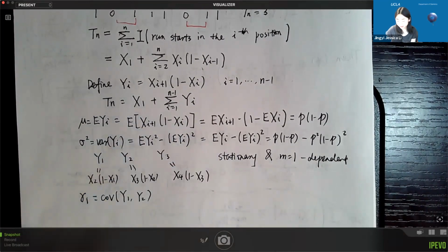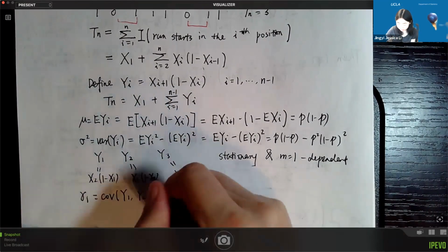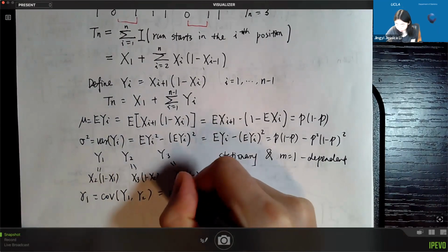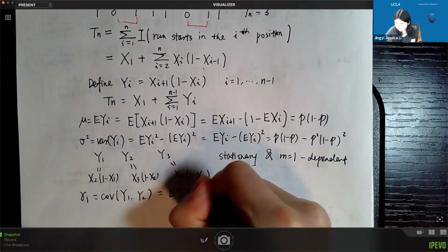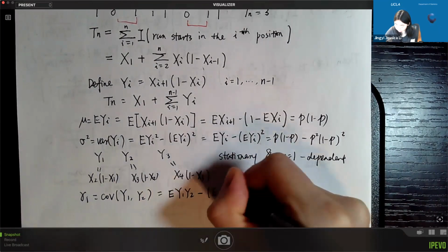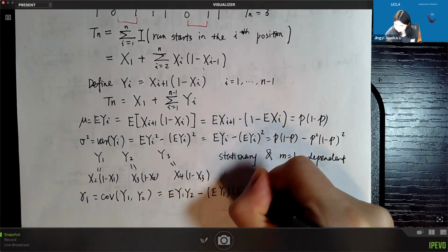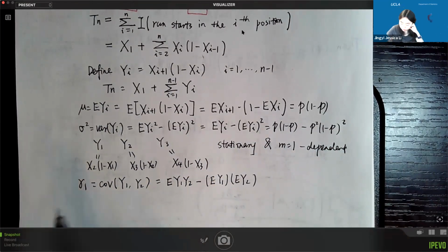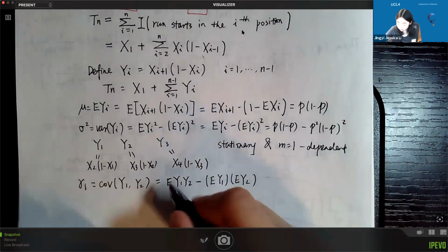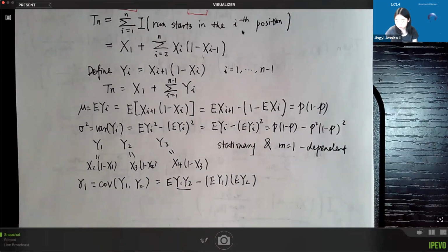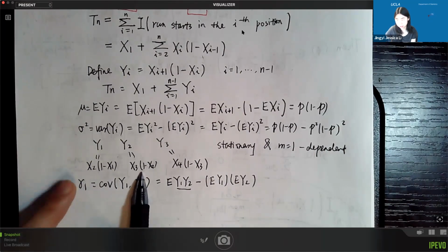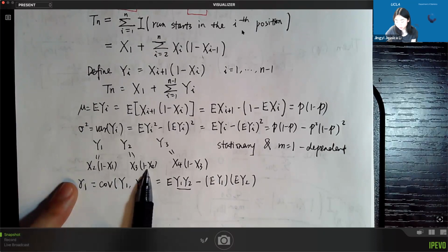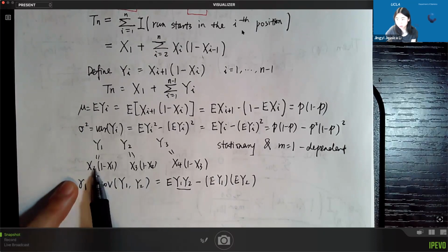Okay, and I can just use this definition, or the way to calculate covariance, as the expectation of y1 y2 minus the product of E[y1] and E[y2]. So now let's think about y1 and y2. What is the product? What values can this product of y1, y2 take? You can see there's a special dependence here because x2 is involved in both y1 and y2.